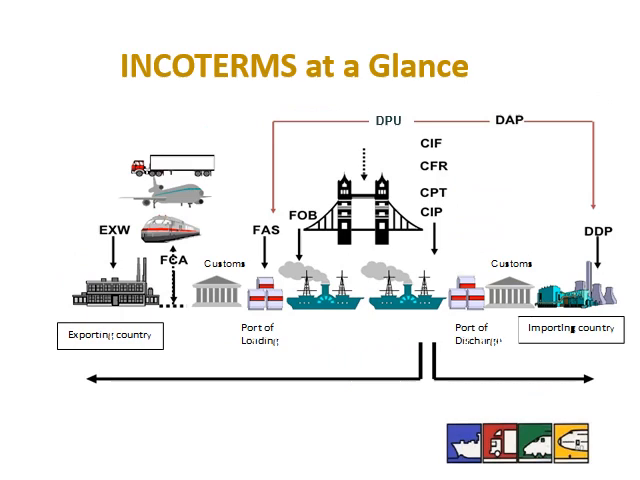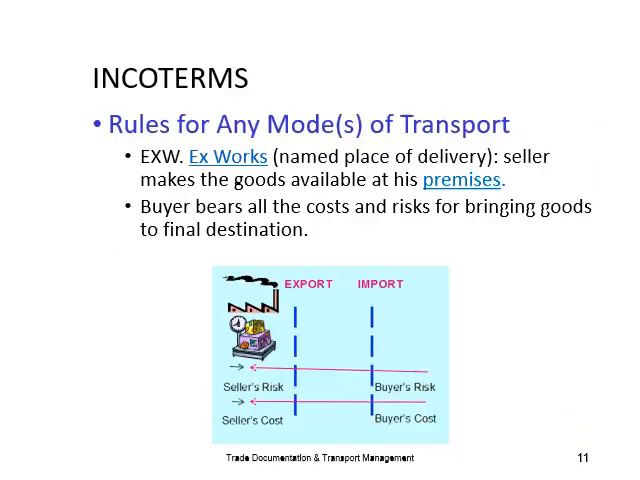This diagram of Incoterms at a glance may be helpful as we examine the 11 Incoterms. Let's start with rules for any modes of transport. Ex Works, named place of delivery.